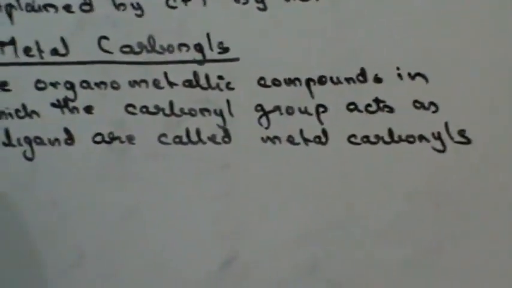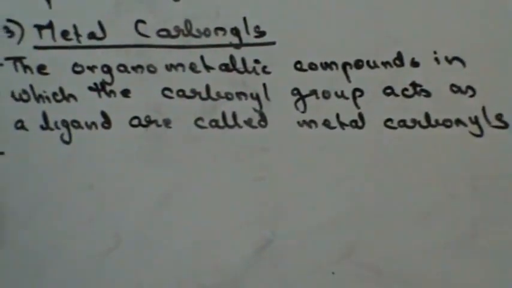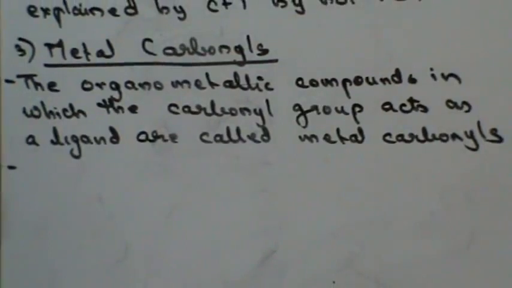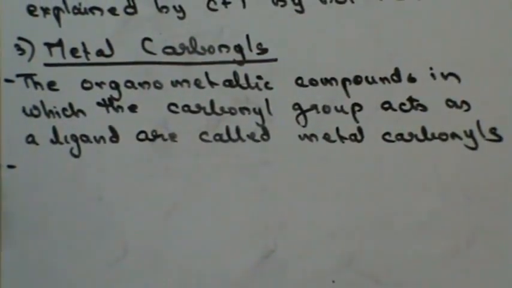Now, homoleptic carbonyls are coordination compounds in which the ligand is only carbonyl. Remember that we said that when you have coordination compounds, you have homoleptic compounds and heteroleptic compounds. If all the ligands are same, then it is homoleptic. If the ligands are different, then it is heteroleptic.